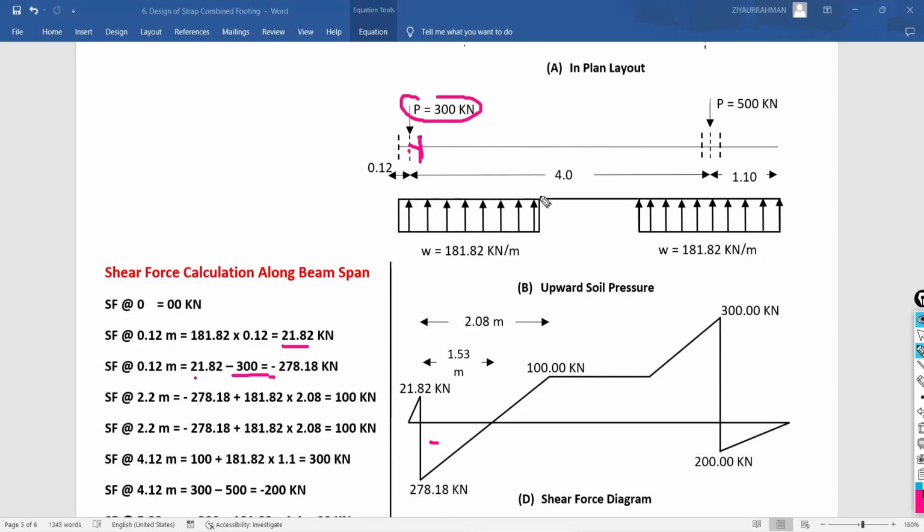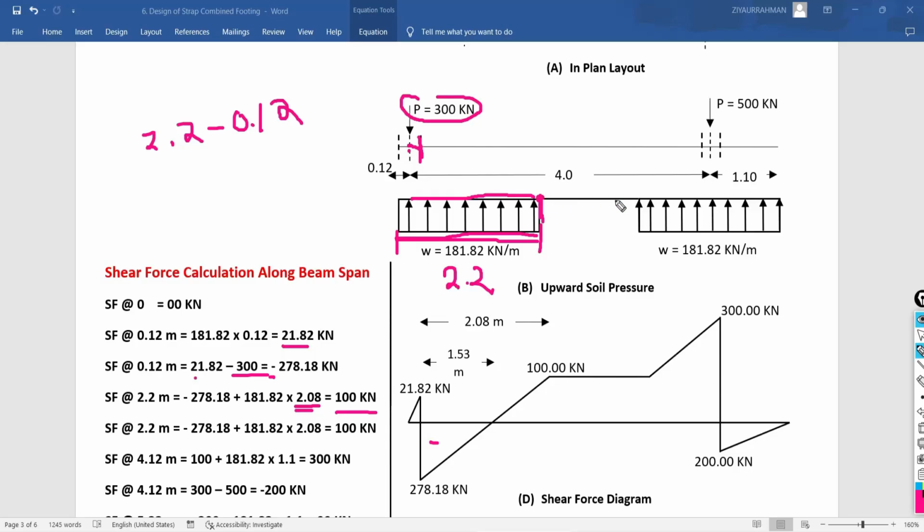Now I have to do the calculation at the edge of this foundation. How much the shear force will be at a distance of 2.2, because we know the span of this foundation is 2.2 meter. Very simple calculation is there. We have already done the calculation up to the center, that is minus 278.18. Now the remaining portion is only this much, that is 2.2 minus 0.12, so you are getting the span as 2.08. You have to multiply this by the upward soil pressure as 181.82. So you are getting the resultant value at the edge of this first foundation as 100 kilonewton.